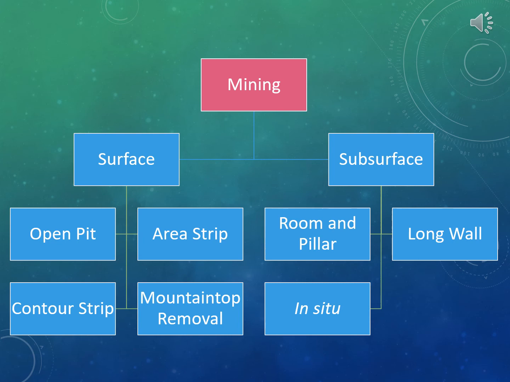You have open pit, area strip, contour strip, and mountaintop removal. In subsurface, you have room and pillar, long wall, and in situ, which is also called placer mining. Subsurface mining is exactly what you think. You have to dig a channel and move down into the earth in order to get access to a resource.